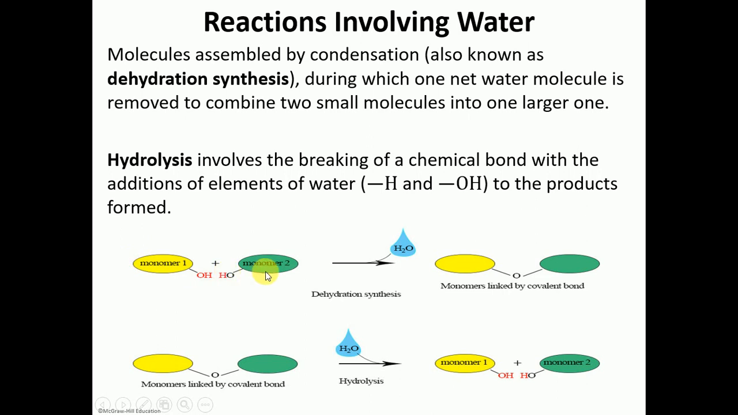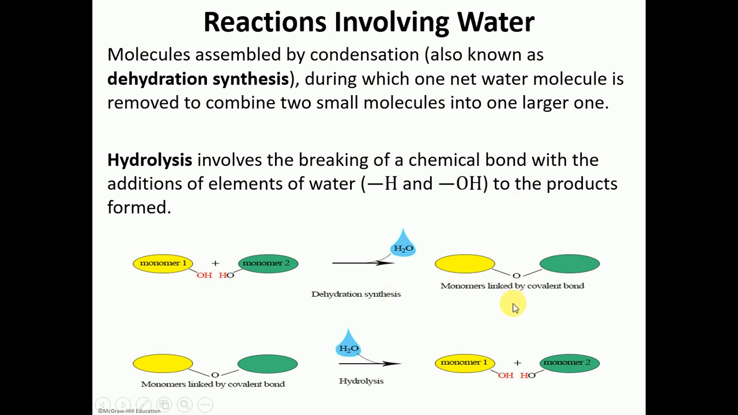So for instance, you have these two building blocks. Monomer means a building block; mono means one. So this is one building block and this is a second one. In order to tie them together, you will remove a water molecule. Now you have that covalent bond between these two monomers. You did that by the removal of this water molecule, hence the name dehydration synthesis.